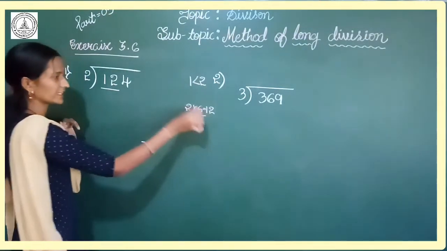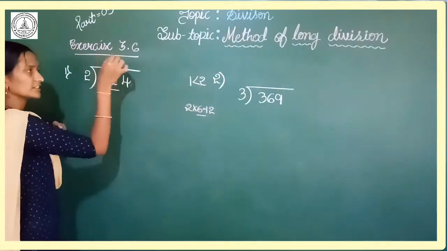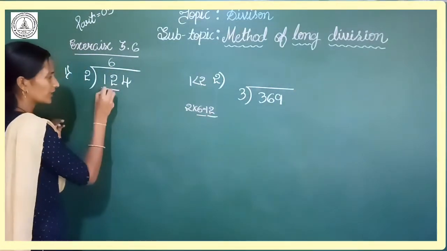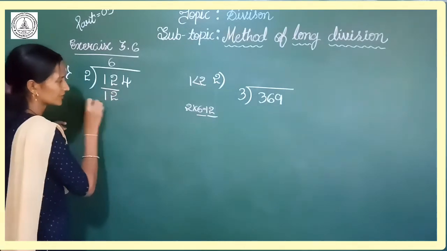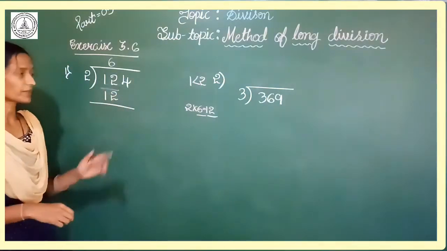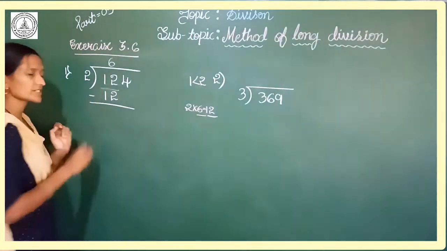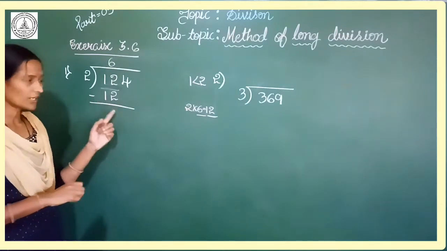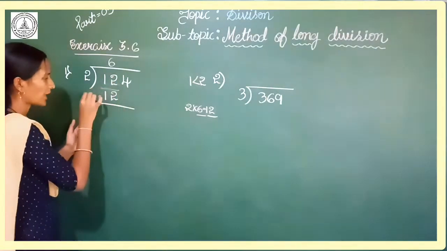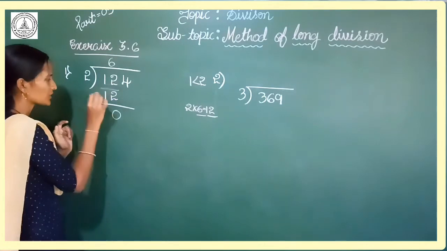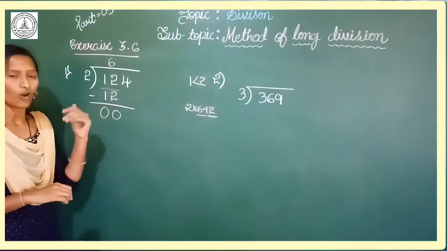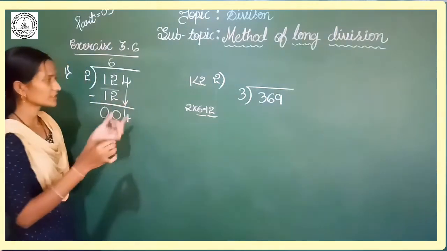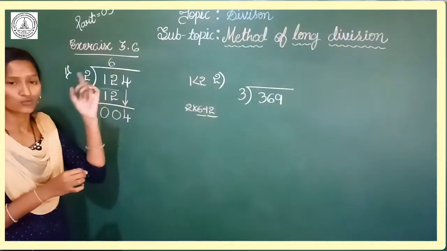So I am writing the 6 above this line. Next I am writing this 12 below the dividend. Okay, so now you have to subtract these two numbers. So keep the symbol of subtraction, that is minus. So 12 minus 12, or you can subtract like this: 2 minus 2 is 0, 1 minus 1 is 0. Right? After that take this 4 downside, because in the ones place there is 4.